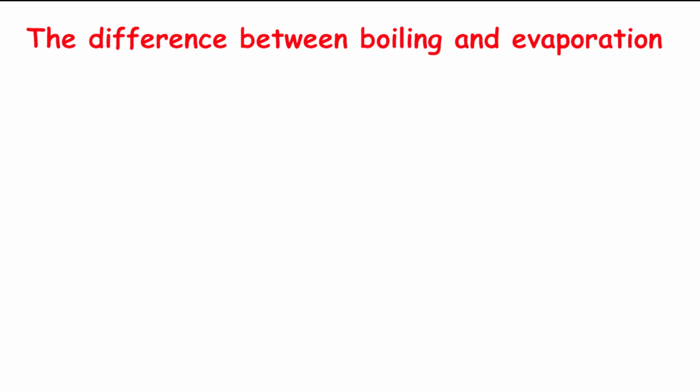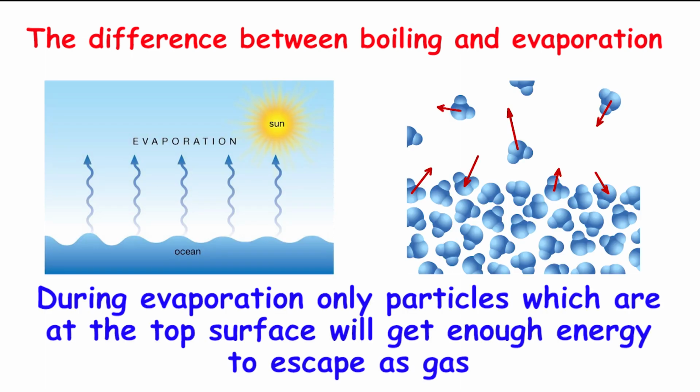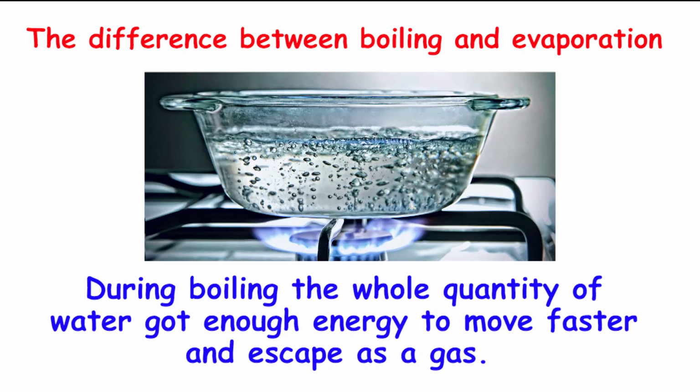What's the difference between boiling and evaporation? During evaporation, only particles at the top surface get enough energy to escape as gas. Although the temperature of the whole ocean didn't reach 100 degrees, particles which are in contact with the sunlight will escape. While during boiling, the whole quantity of water gets enough energy to move faster and escape as a gas.